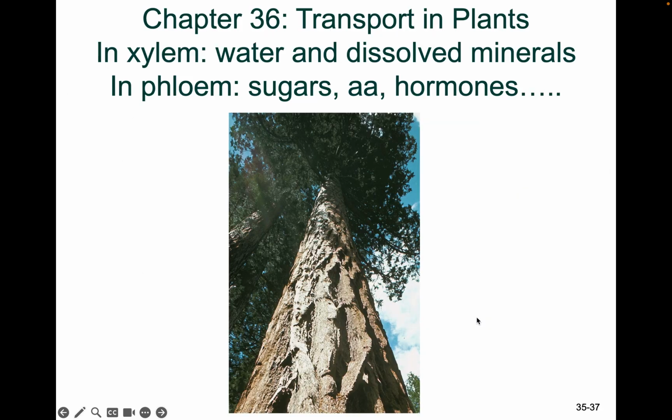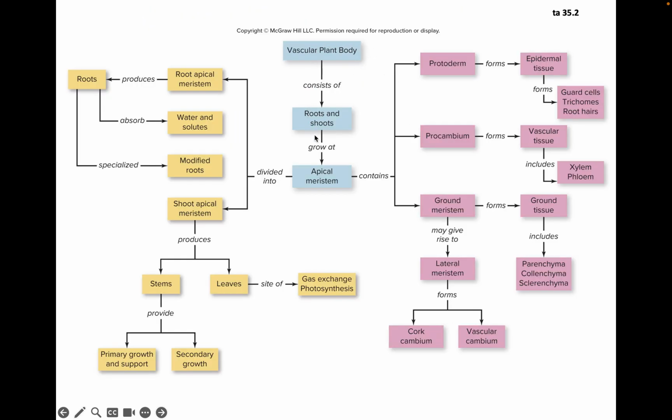So now basically these are what we're talking about. The vascular plant consists of roots and shoots, and they grow at the apical meristems. Great. Now these apical meristems are divided into two things: the shoot apical meristem and the root apical meristem. The shoot apical meristem produces the stems and the leaves, because those are the ones found in the shoot. Stems provide both primary growth and support and secondary growth. Leaves are the site where gas exchange and photosynthesis occur.